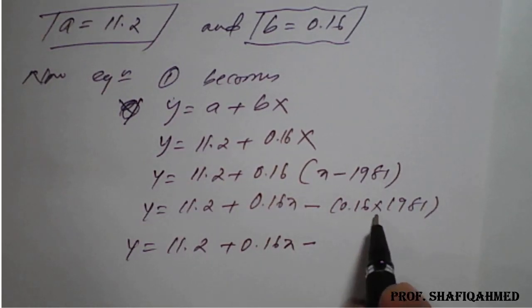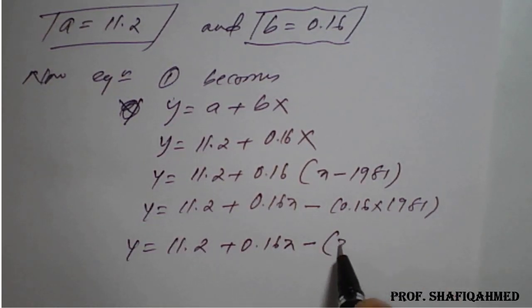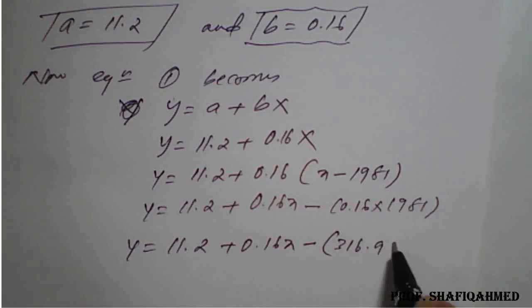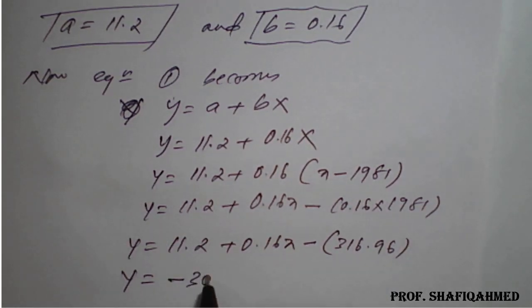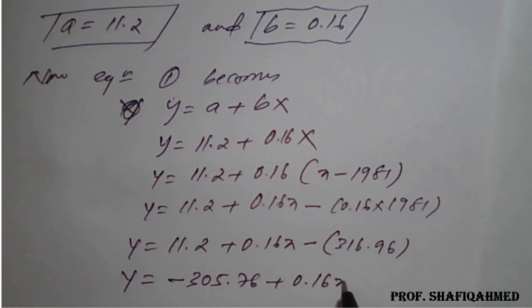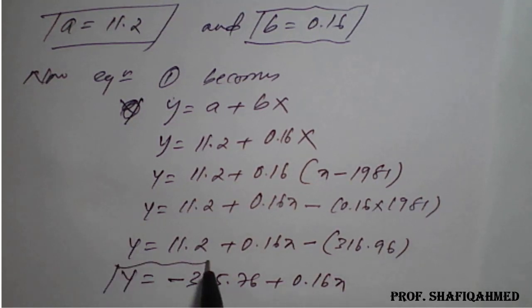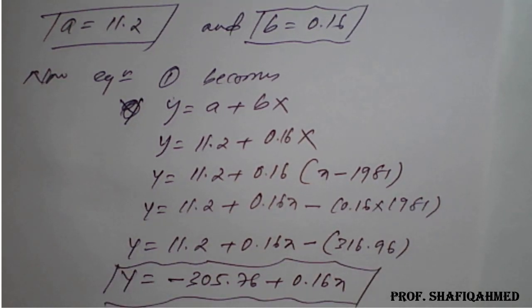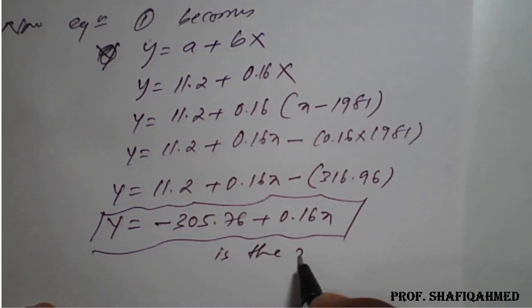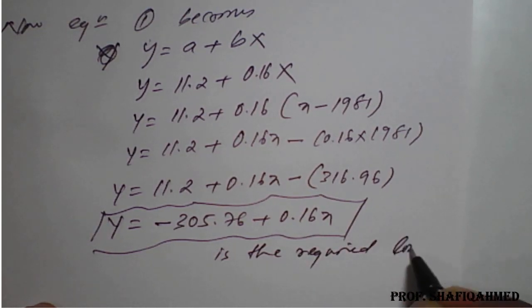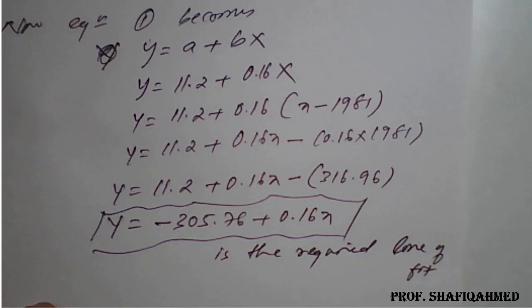So therefore y is equal to 11.2 plus 0.16x minus, on multiplying 0.16 into 1981, it will become 316.96. So therefore y is equal to 11.2 minus 316.96, it will become minus 305.76 plus 0.16x. This is the required line of fit. Fine.